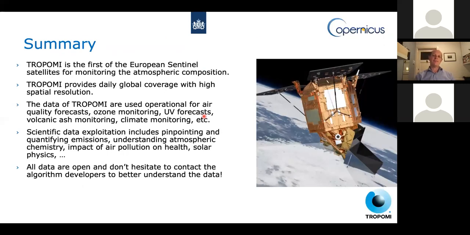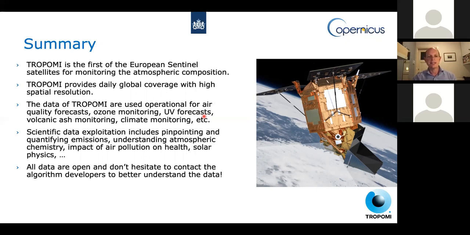So that kind of brings me to the end of my presentation. So just to summarize some of the important points. TROPOMI is the first of the European Sentinel program looking at the atmospheric composition. There's much more to come in the coming years. We will first have the Sentinel 4 and 5 instruments. Sentinel 5 is like a follow-on of TROPOMI, and Sentinel 4 is geostationary over Europe.